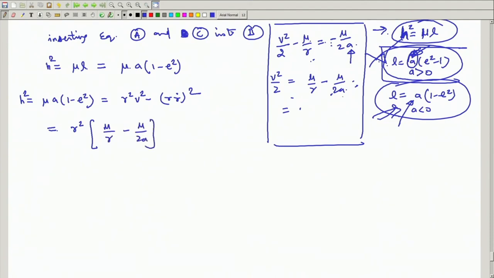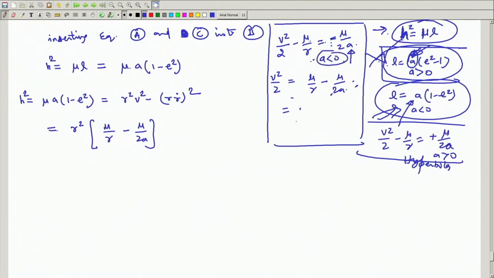Again, I am not putting it here like earlier, when I told you that for the hyperbola v square by 2 minus mu by r equal to plus mu by 2a. There we assumed that a is greater than 0. But if we go with this minus sign, in this place we assume that a is less than 0; only then is this valid, otherwise it becomes invalid. So, we continue with this expression. Here we are assuming that a is less than 0, and under this condition we are working here.